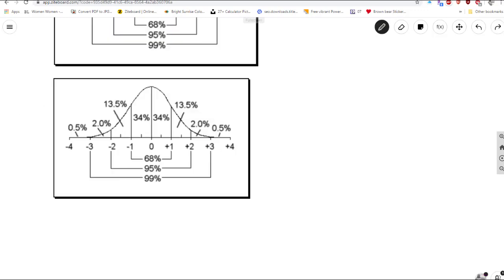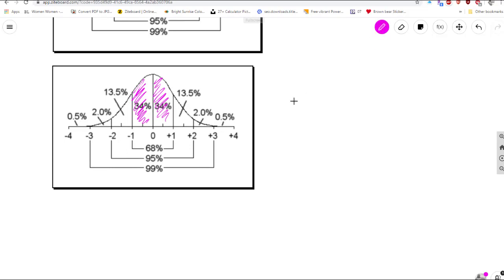So let's look at this in a little bit more detail so we can really make sure that we understand where these numbers are coming from. So I'm going to talk about this first little piece right here. This is 68% of the curve, and notice that what they did is they divided it into two pieces. Here is half of the 68, which is 34%, and half of the 68, which is 34%. 34% plus 34% makes up that 68%.